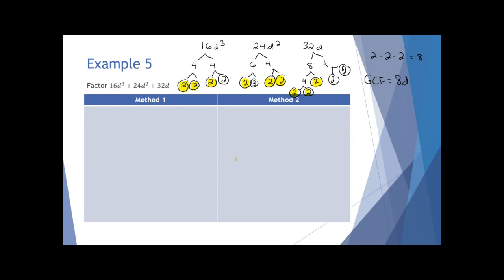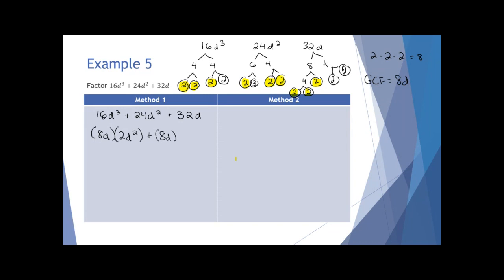So now that I've determined the GCF, we need to use the methods to factor. So method 1: we've got 16d cubed plus 24d squared plus 32d. And for each of these, I'm going to start with my GCF, and now I have to fill in the blank. So 8 times what gets me 16? 8 times 2 is 16. And then d times what gets me d cubed? Well, I need 2 more d's, so that's d squared. And then I have my 8d.